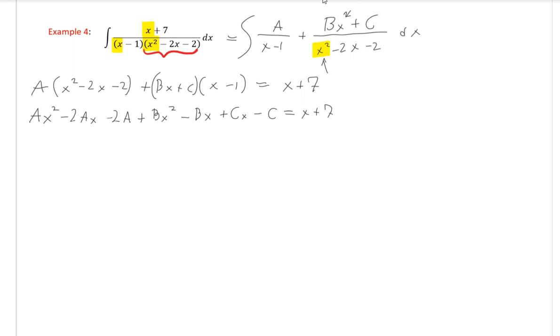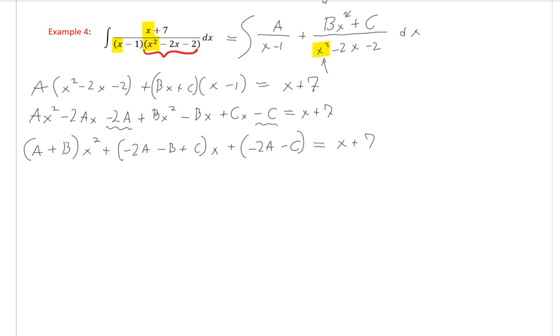So now let's group my terms. I have x squared on top here, so I will group some amount of x squareds. I have a and b as my x squared coefficients. My coefficients on the x terms are going to be minus 2a, and also minus b, and plus c. Those are my coefficients on x. Then my constant terms, I have a minus 2a and a minus c. So minus 2a minus c. That will equal x plus 7.